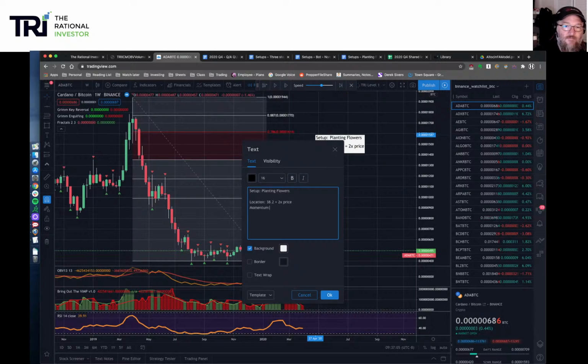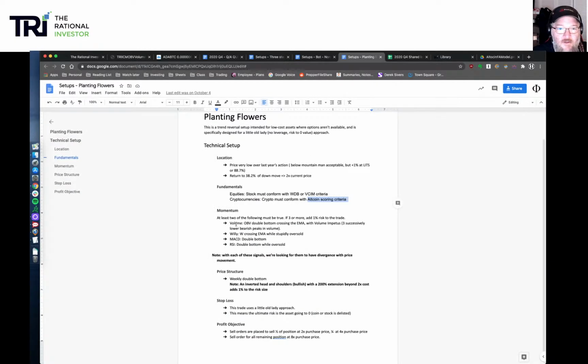Momentum, okay? And we say in here, we're looking at momentum. We want to look at OBV, Willy, MACD, and RSI. We haven't learned Willy or MACD, so we're going to forget about those. Now we say we want at least 2 of these to be true for us to get in the trade. We need at least 3 of them to be true to add a percentage of risk. Okay, so far we're at 0% risk.